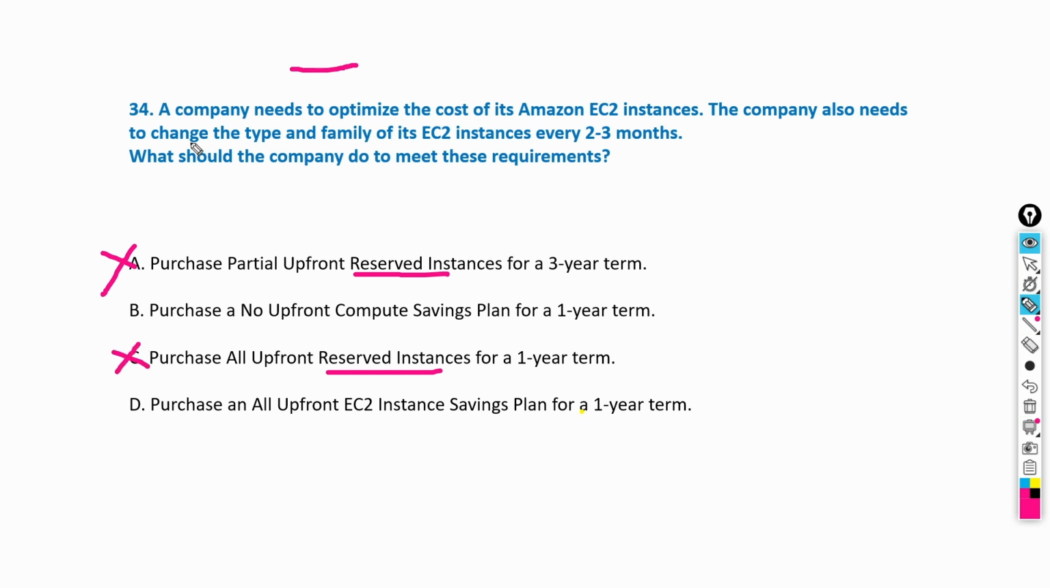Now what change is the company asking for? Change the type and family of EC2 instance every 2 to 3 months. So here it is a possibility, but changing the family of EC2 instance is provided by this one only, compute savings plan. These also look quite similar. This one is giving more discount than option B, compute savings plan, but for changing the type and family, option B is helping us. So let's go and see that one.